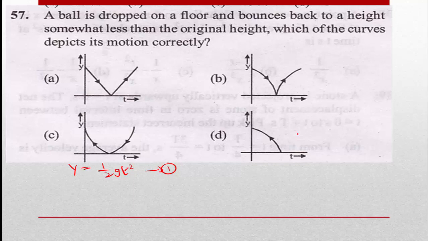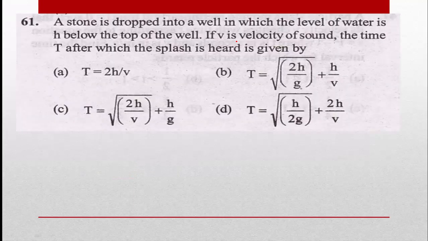And the ball is dropped on a floor, y equal to 1 by 2 g t square, it is in the form of a parabola. Here as the time increases, the y decreases. The option B is the right answer for this question.